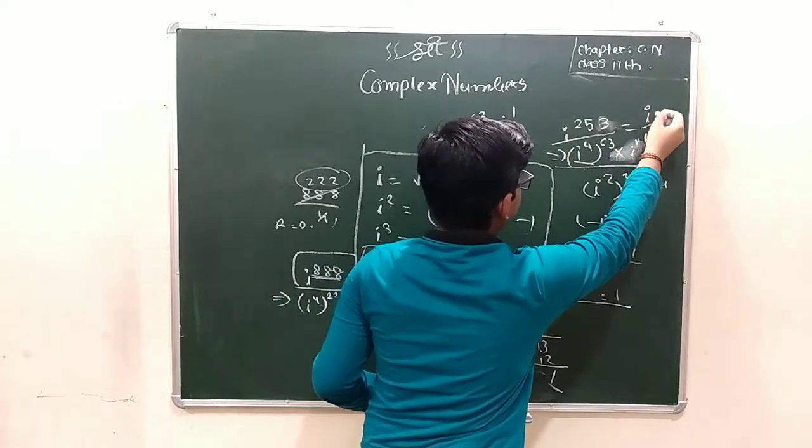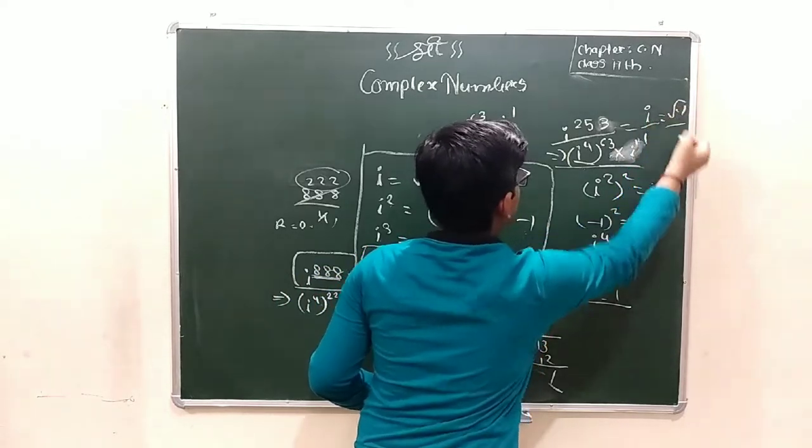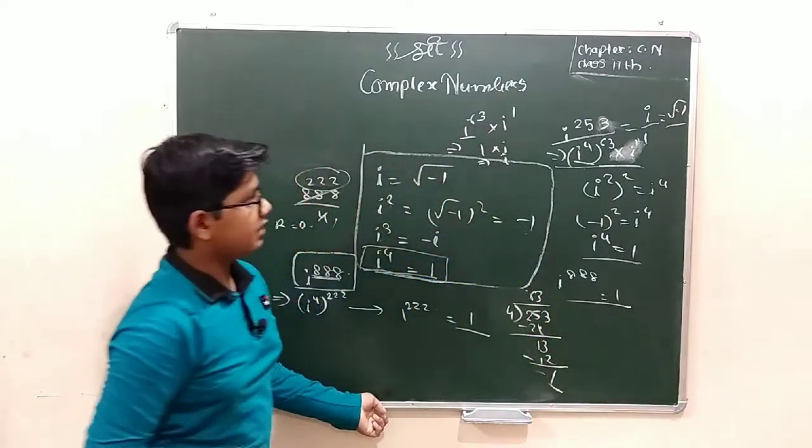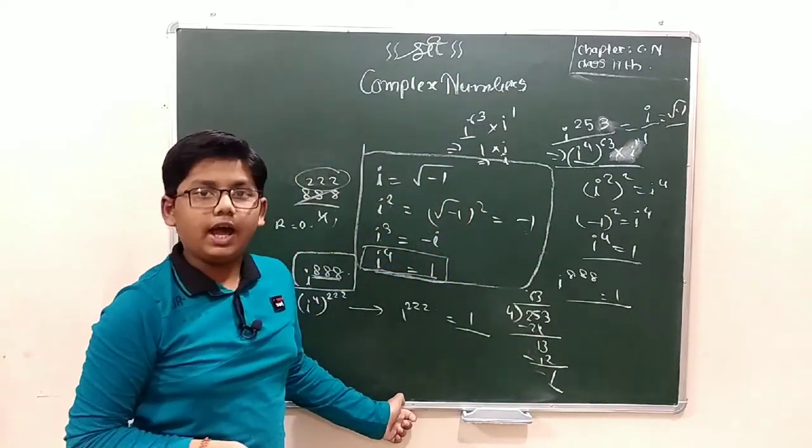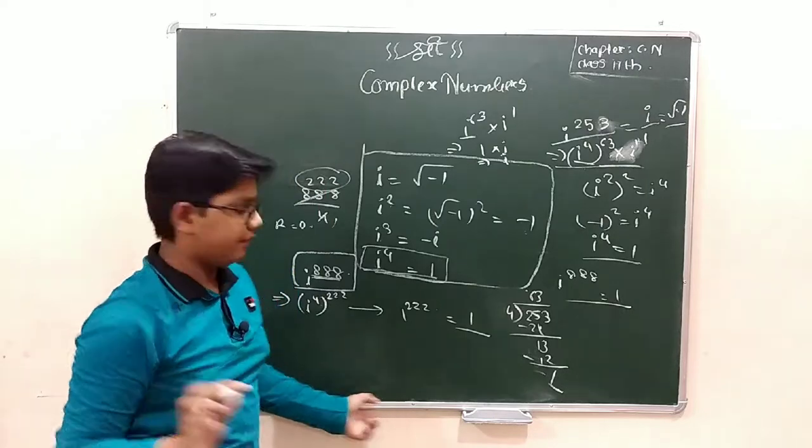i is also the root of negative 1. Root of negative 1 is the answer, that is, i to the power 253 is equal to i. This is finding the powers of i.